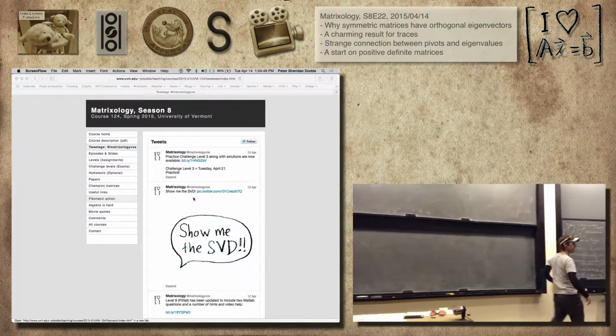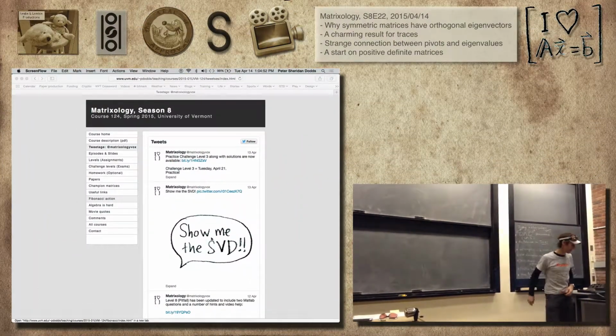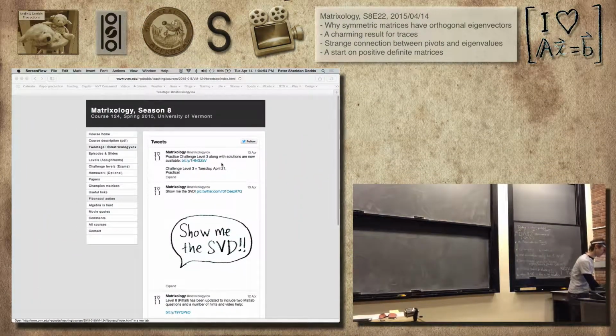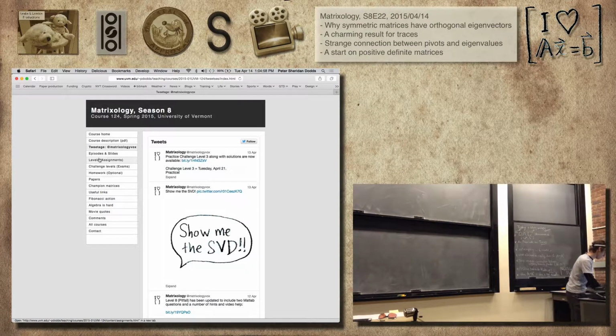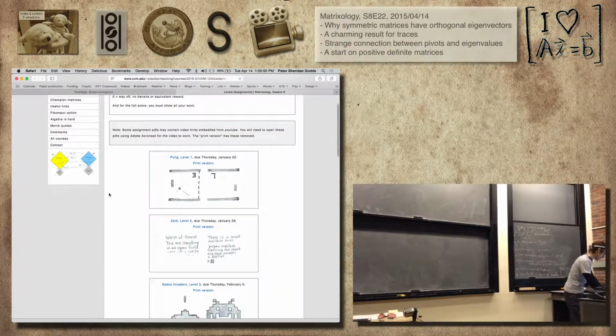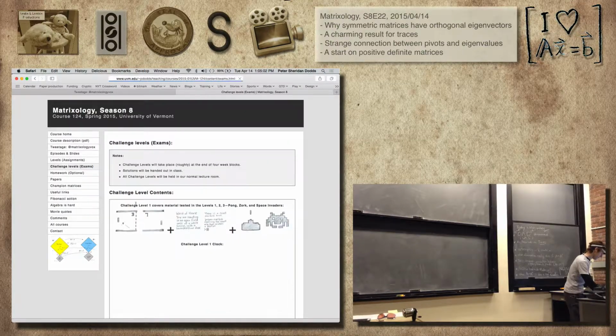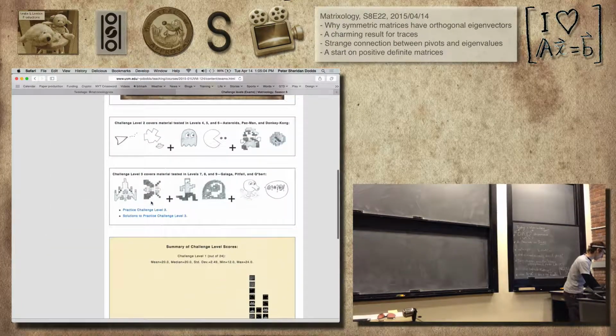Okay. All right, so there are a couple of things up there. This little tweet has been waiting to come out for several months. We have a practice challenge level for you. Where is it? So if you go here, challenge levels. If you go here, you will find there's a practice level.